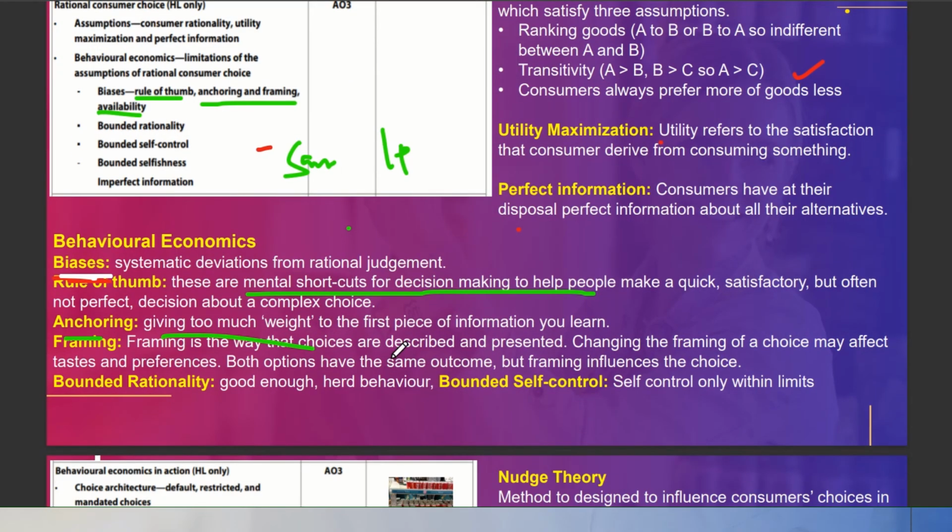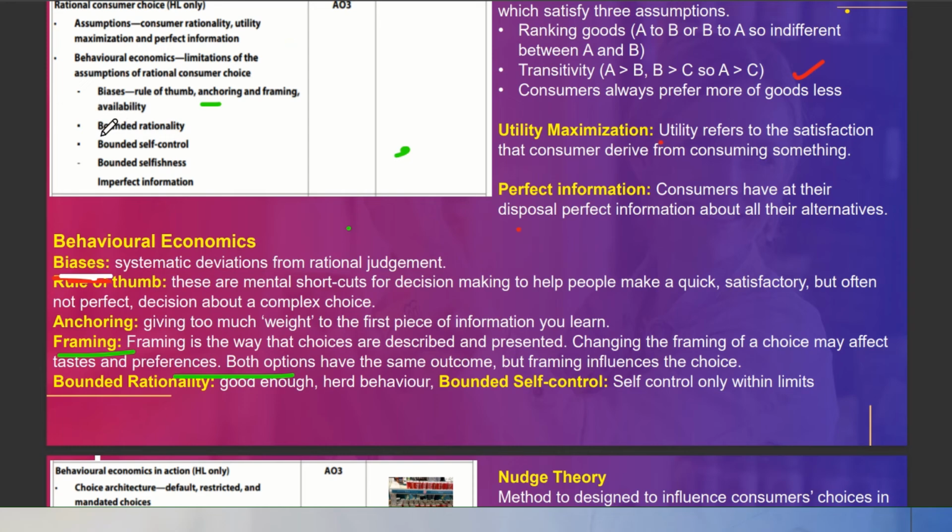And framing means how choices are described or presented. Changing the framing of choices may affect taste and preference. Both options have the same outcome, but framing influences the choices. So in their minds, consumers frame that these goods are good, or these goods are not up to the mark. This is biased behavior. If consumers make a decision based on this behavior, that decision is not perfect.